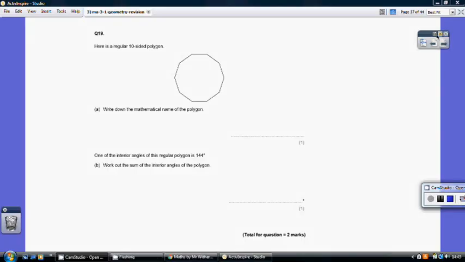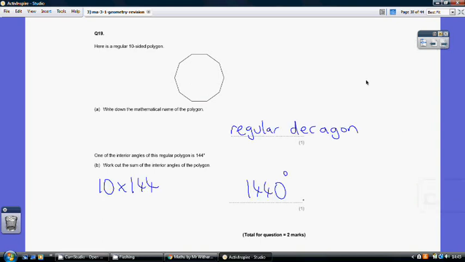Question 19. Now, a 10-sided polygon is called a decagon, if I can say it. It's a regular shape, so I'm going to call it a regular decagon. Now, one of the interior angles is 144, so work out the sum of the interior angles. Well, it's got 10 of them, so 10 lots of 144 is 1,440.